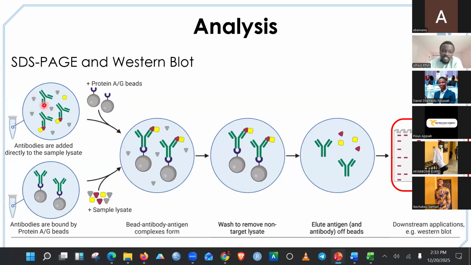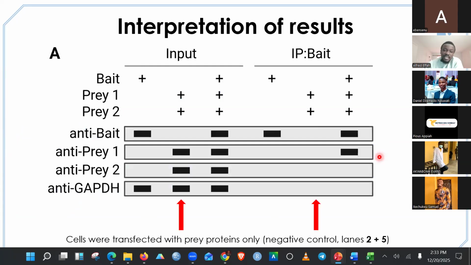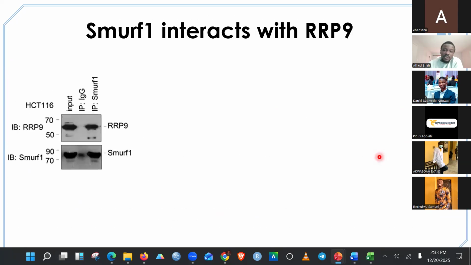We stain for it, and because it is interacting with RRP9, after washing, we see SMURF1, we see RRP9, we perform Western blot. Because it ended up here, we are seeing RRP9. That's why we are seeing this band. So this first one tells us that yes, there is an interaction between RRP9 and SMURF1. Now, it didn't end there.